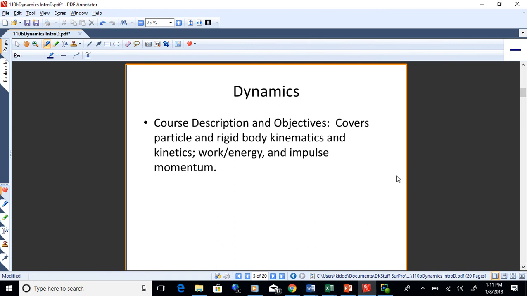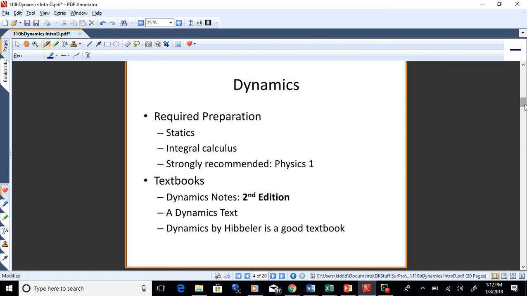So we'll go a little bit more in depth, perhaps, than you did in physics, and we'll also apply some of the concepts that we used in statics. So to be in here, you should have had statics. You should be able to integrate, like doing integral calculus, okay? And it's good if you've had physics before you come here. It's not absolutely required, but it's good preparation. Kind of the basics of what we do is covered in physics. Okay, so we're good with that.